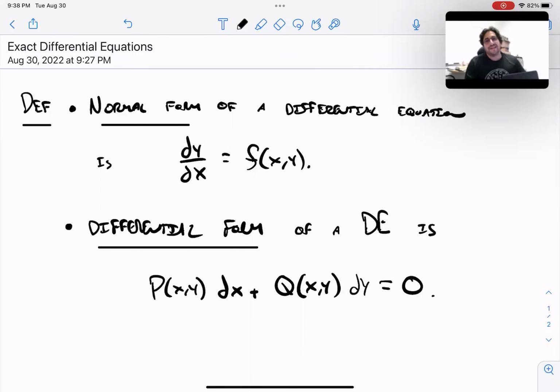Hello, today I want to talk about exact differential equations, or solving differential equations by exactness. I guess it's called both of those things. Before we talk about the technique, I just want to define two forms of differential equations.